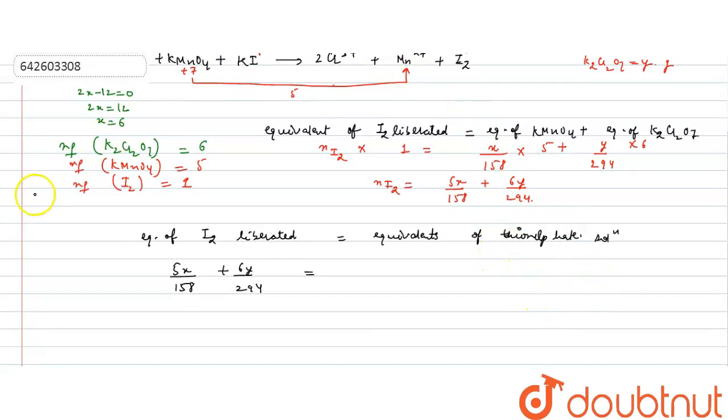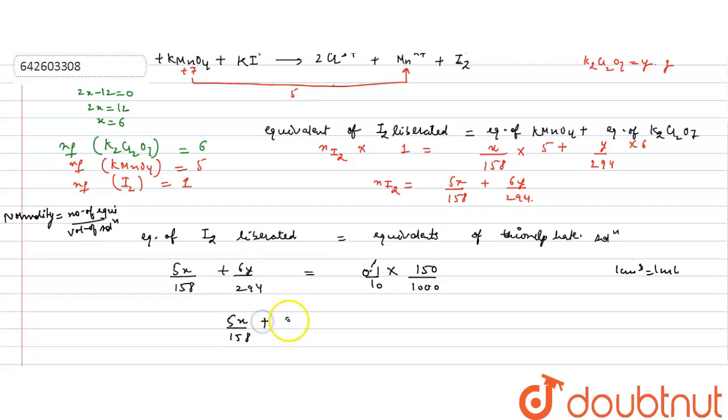So equivalents of thiosulphate solution can be written as normality into volume, because normality is equal to the number of equivalents upon volume of solution in liters. So we have to calculate the number of equivalents, so we will multiply normality by volume. The normality is given 0.1 normal and the volume is given 150 cm³. 1 cm³ is equal to 1 ml, so this is in ml. To convert this into liters, we will divide by 1000. So this will give us 5X upon 158 plus 6Y upon 294 equals 0.015.